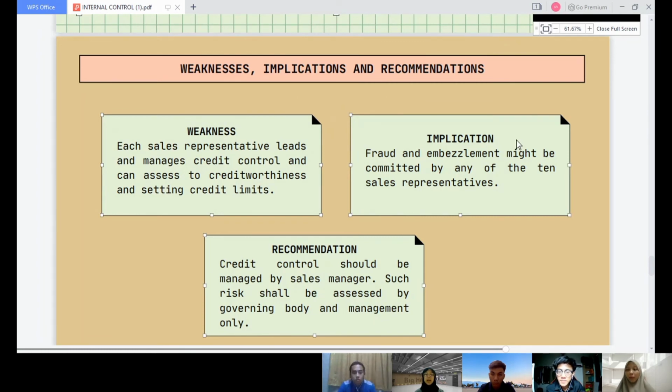Now, we will go to the weaknesses, implications, and recommendations of internal control based on the case study of Yusri Sdn Bhd. For the first statement, we can see the weakness where each sales representative leads and manages credit control and can access creditworthiness and set credit limits. This situation can cause fraud and embezzlement committed by any of the 10 sales representatives, since all of them have access to the internal control. For the recommendation, credit control should be managed by the sales manager. Such risk shall be assessed by the governing body and management only.